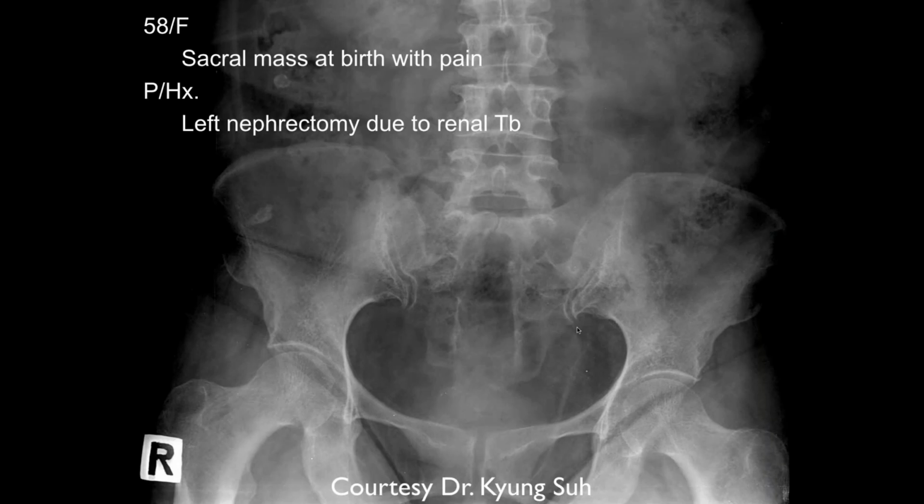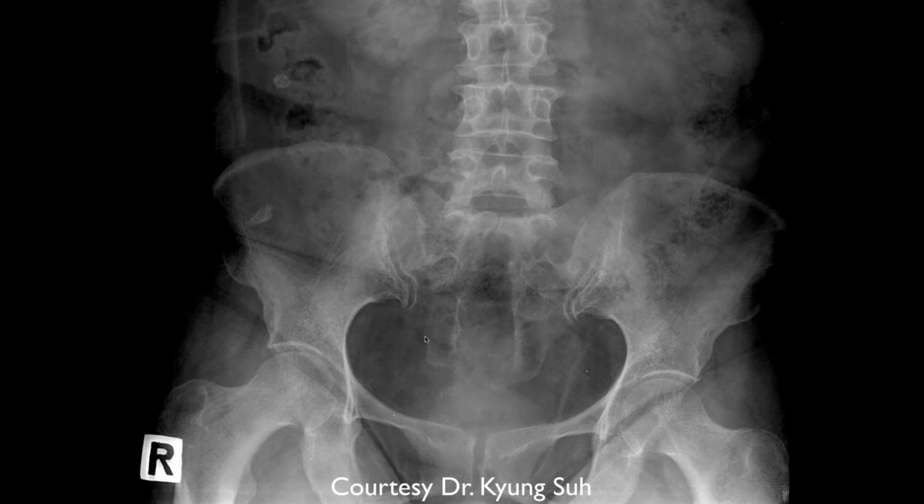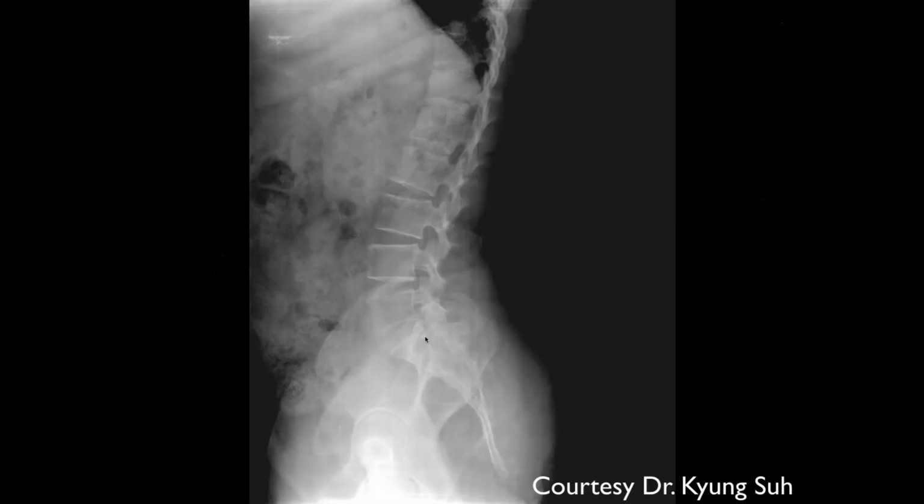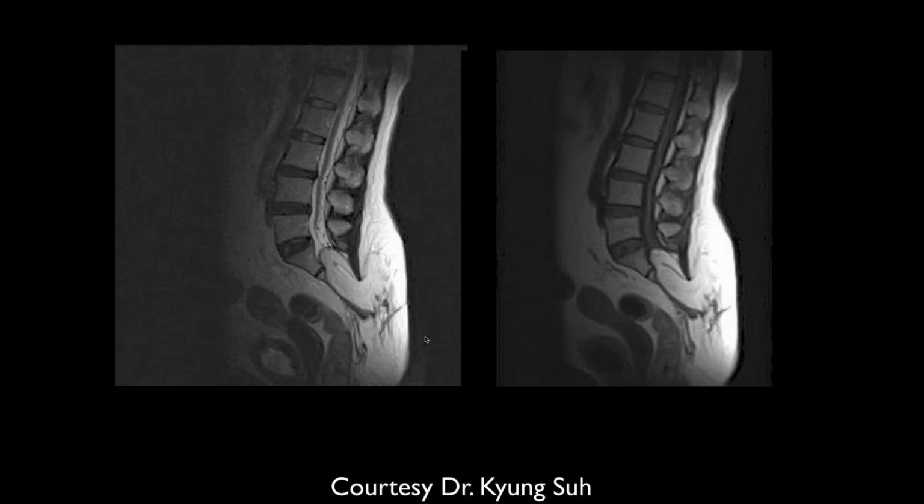Alrighty. So you had that one, right, Chip? Okay. Thomas, what do you think of this one? 58-year-old female, sacral mass at birth with pain, left nephrectomy due to renal TB. So spina bifida at the level of the sacrum. Well, we see lack of fusion posteriorly there, and then we have a big defect in the sacral part of the spine there. Here's the lateral projection. Here's the MR scan.